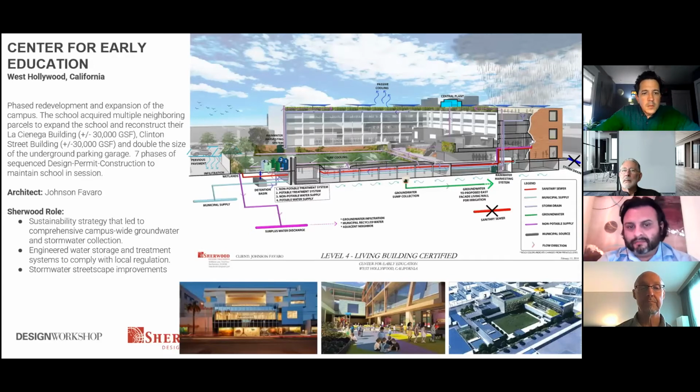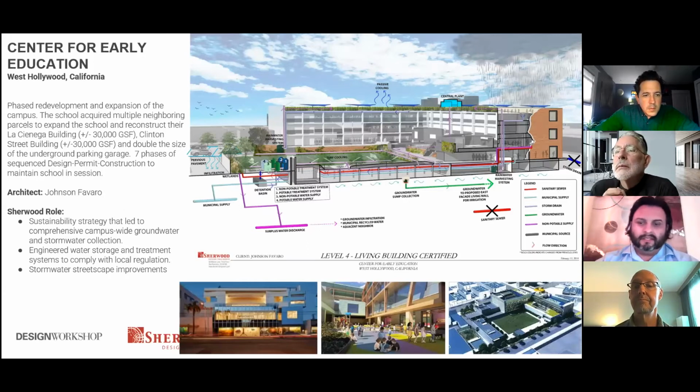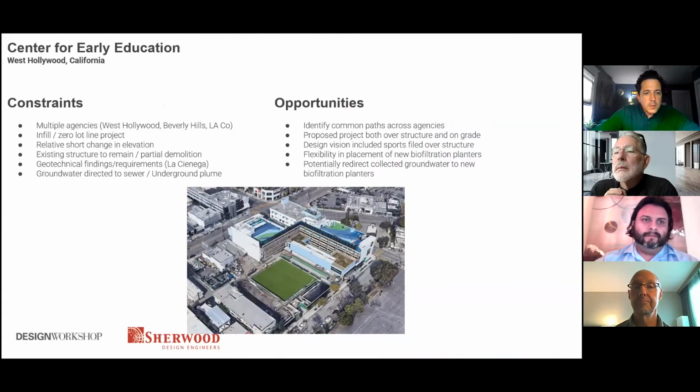And the challenging part with this one was how do you keep a private school running? And so you have to basically separate the design, permit, and construction over 7 phases over 5 years in order to keep the school open.